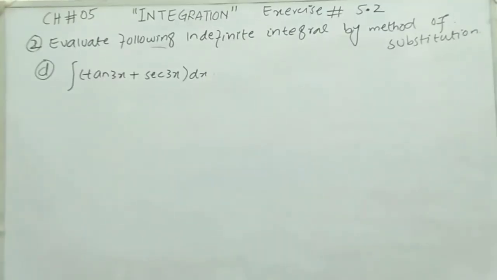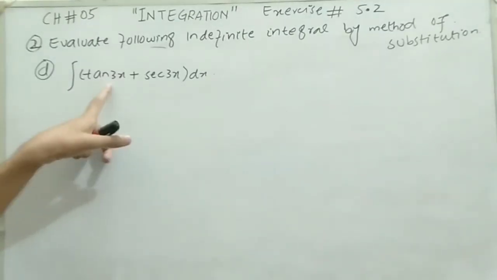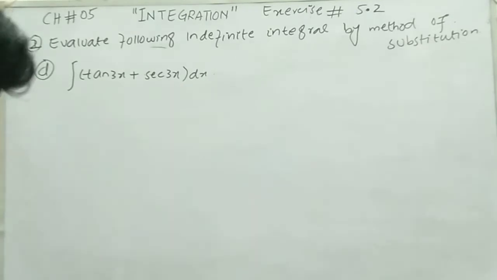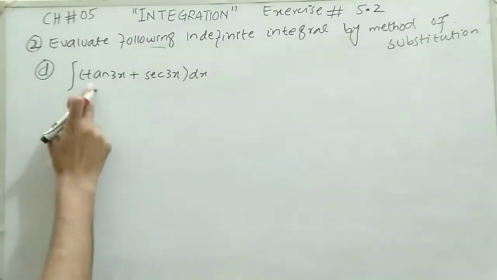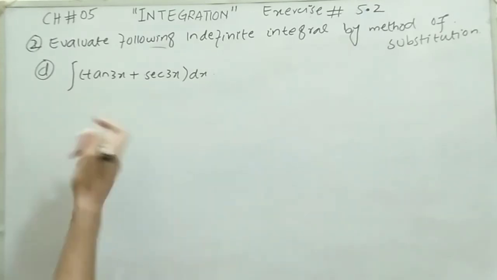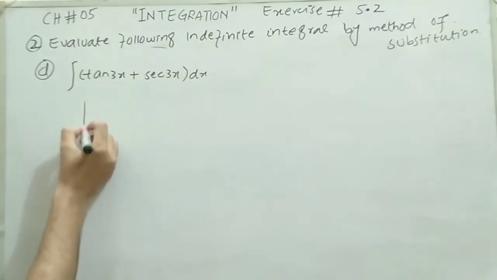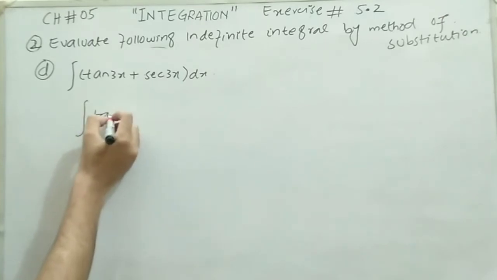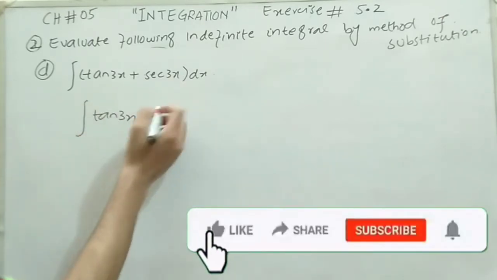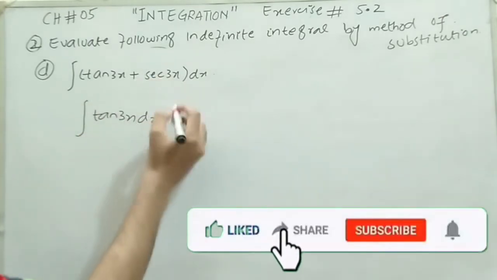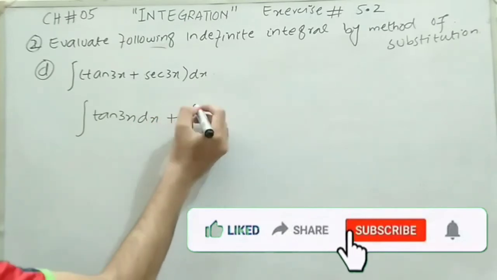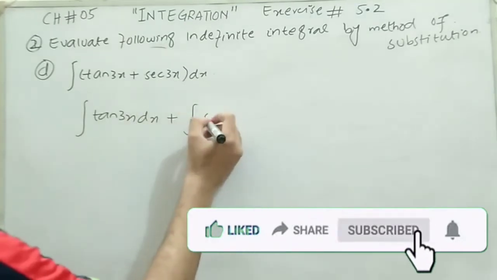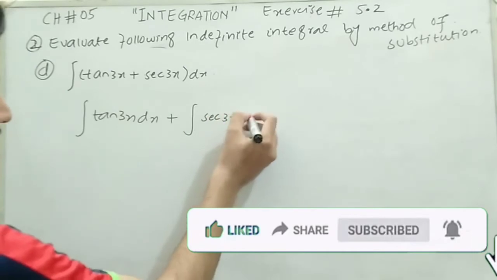Now move to part B. It asks for the integral of tangent 3x plus secant 3x, multiplied by dx. Now move towards the solution. We will take the integration of tangent 3x and secant 3x dx separately. So it becomes the integral of tangent 3x dx plus the integral of secant 3x dx.